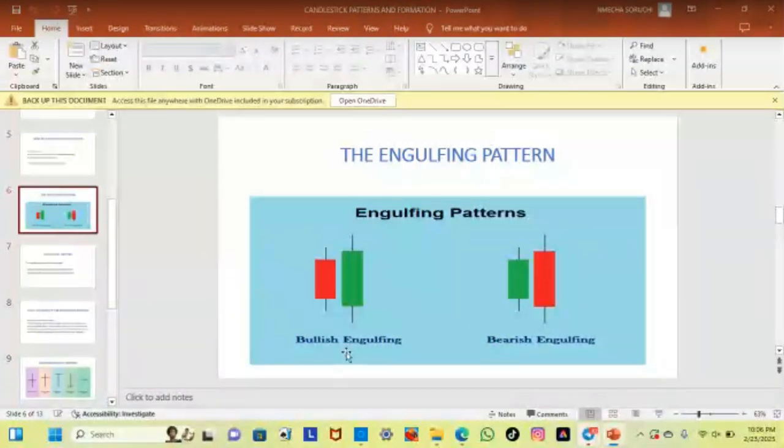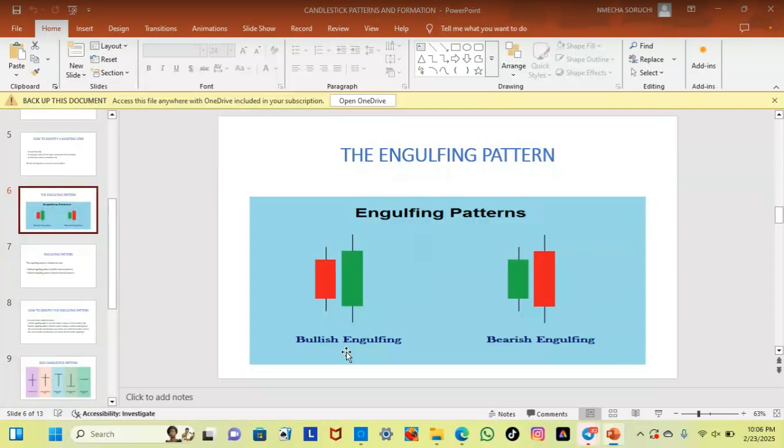And I said the second candle should always open at the close of the first candle. And if you were present in the class last week, I said a bearish candle will always close at the bottom, while a bullish candle will close at the top.